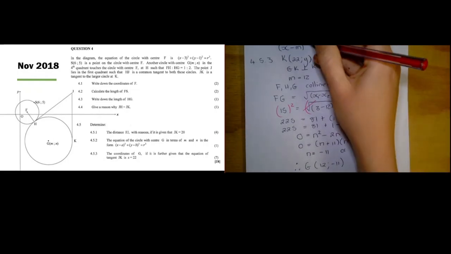That was quite a bit of work. It was quite a lengthy sum. It was 7 marks. So where did the 7 marks go? The first mark went for knowing that K had an x value of 22. And then for calculating that M was 12 from there. Then for substituting into your distance formula and for making the FG 15. For writing it into standard form. Let's see, that's 1, 2, 3, 4, 5. Then for calculating that n is negative 11 and not 13, you had to have both of them. And then for your final coordinate, that gives us our 7 marks.